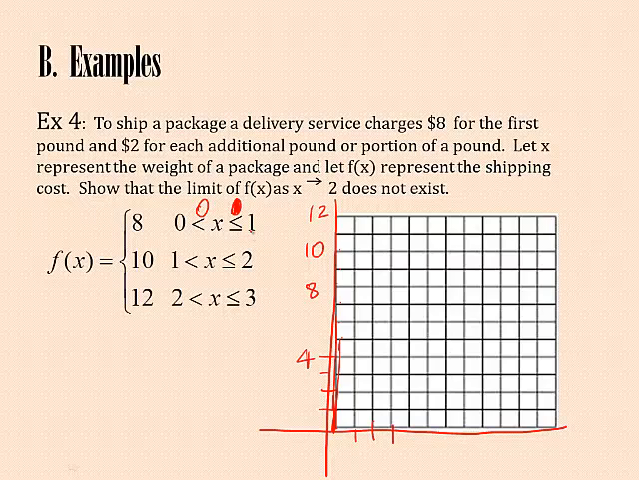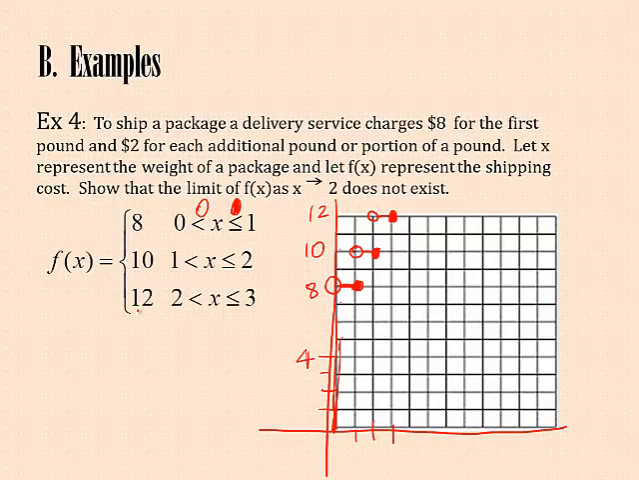From 0 to 1 pound, it is $8. Okay? So I close the circle here and I connect them. Anything over 1 all the way to 2 pounds is $10. Anything above 2 pounds, so not exactly 2, but a little bit higher, all the way to 3 pounds is $12, and so on and so forth. Okay, it would keep on going like this, but it makes a stair-step kind of graph, right?